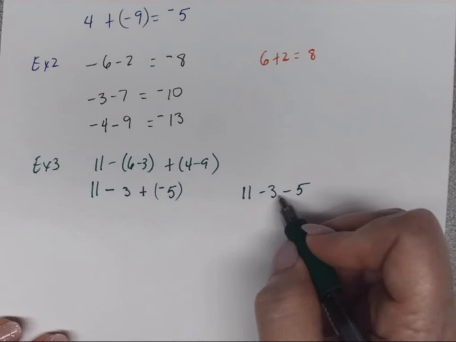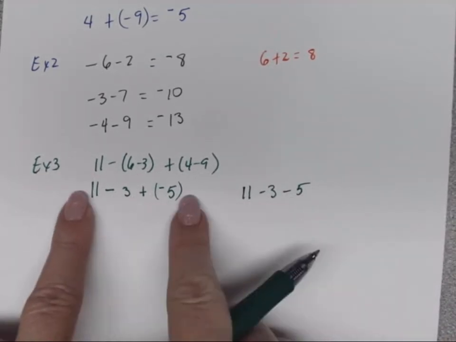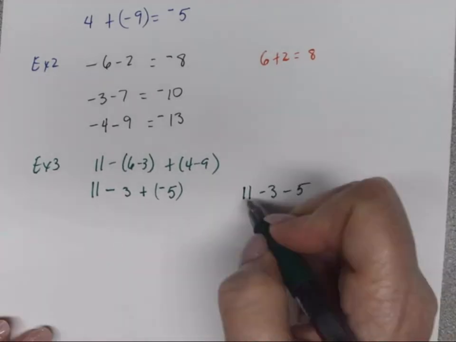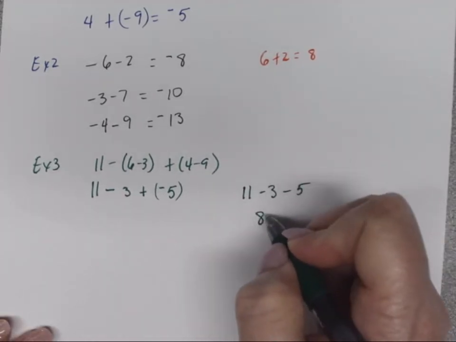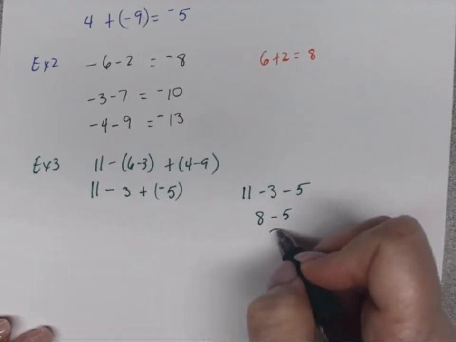So 11 minus 3. Understand these mean the same thing. This is exactly the same thing as that. 11 minus 3 would be 8. And then bring down your negative 5, and 8 minus 5 will get you 3.